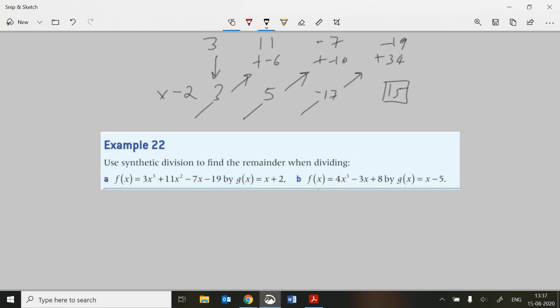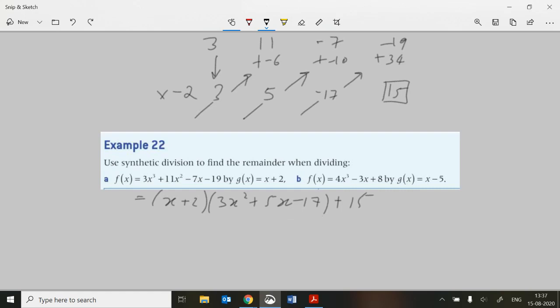So what we can really say here now is that we've got 3x cubed plus, so this whole thing here, just to save a bit of time, is equal to x plus 2 multiplied by 3x squared plus 5x minus 17, and then plus our 15 on the end. So that is our division, leaving us with our quotient.